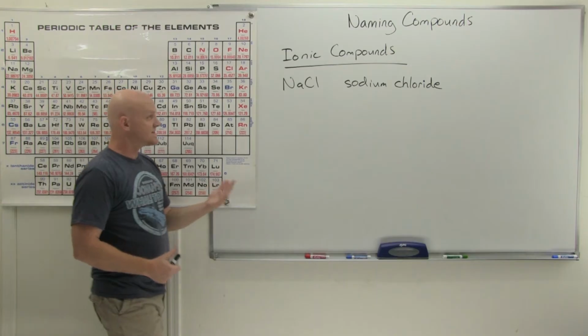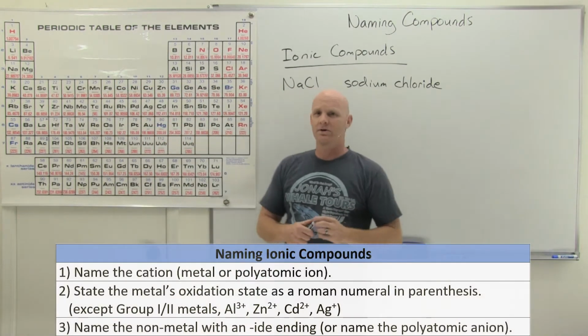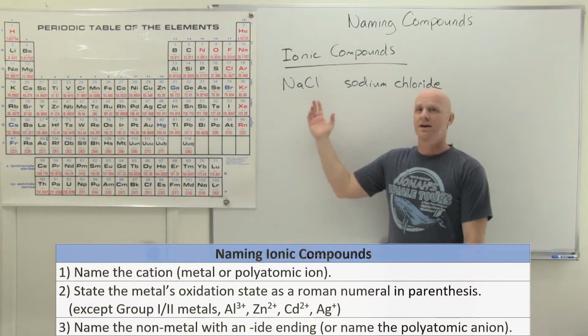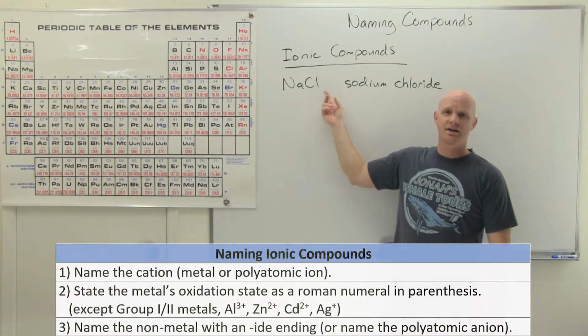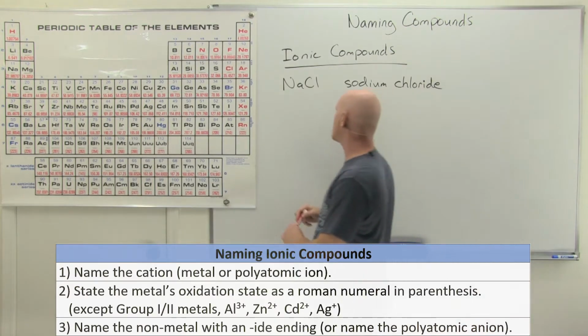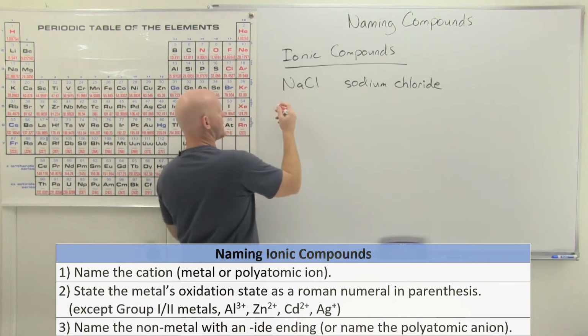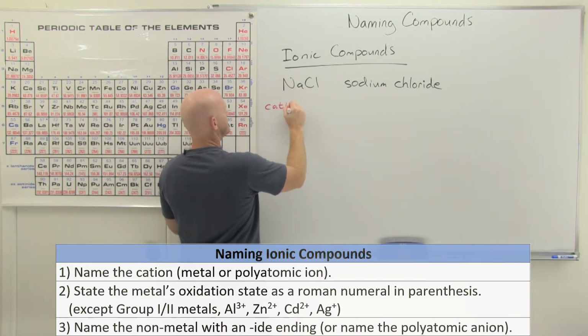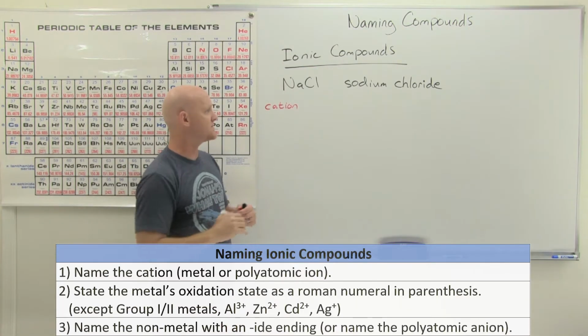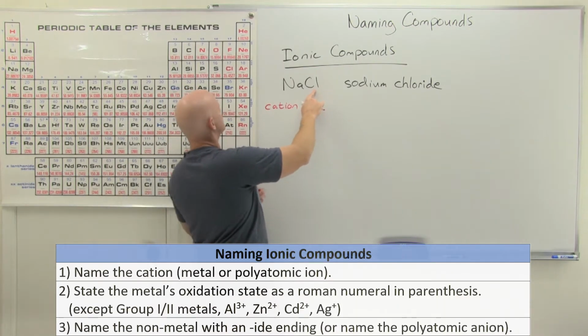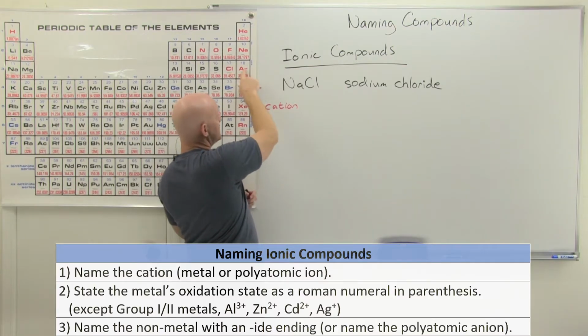All right, so let's take a look at the rules for naming an ionic compound. So if you look at the formula for an ionic compound, it will always have the metal first, the non-metal second. So oftentimes we will call the metal, which will have a positive charge as an ion, the cation. Cation simply means a positive ion, positively charged ion. Whereas the non-metal, so like we said, chlorine wants to be -1 to look like a noble gas.